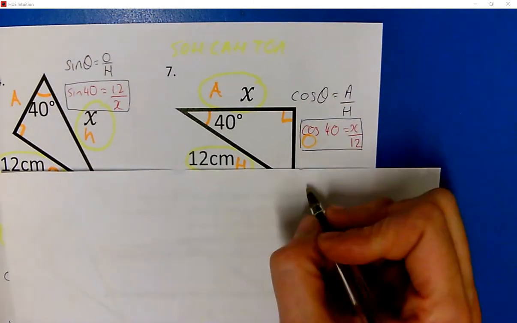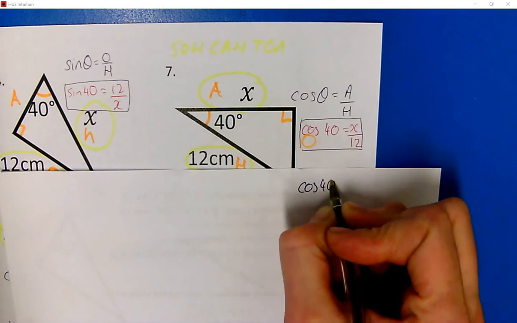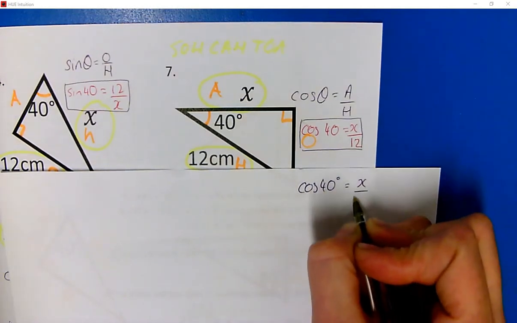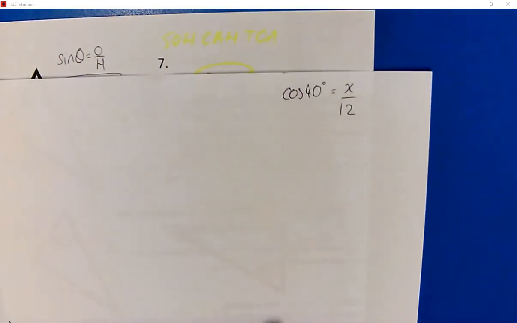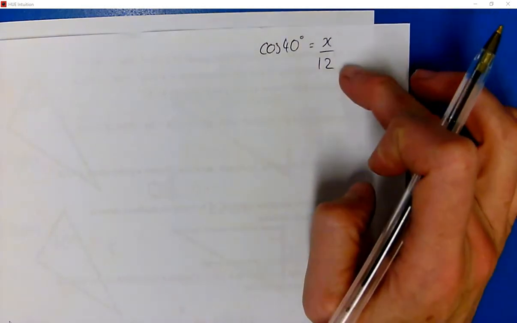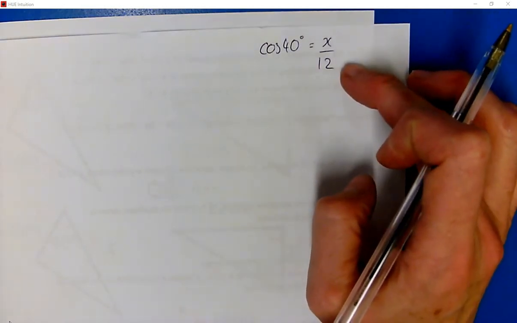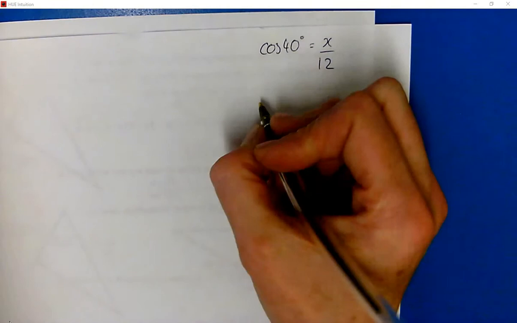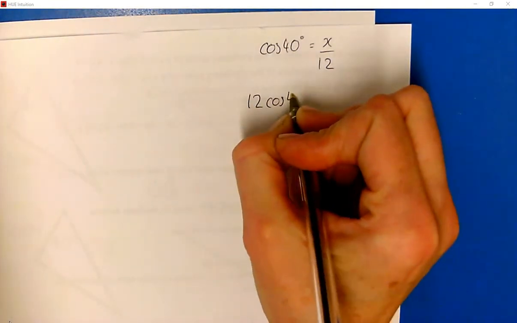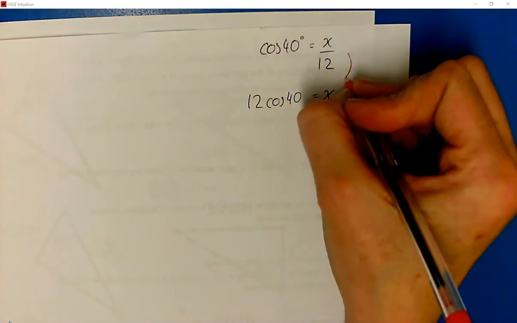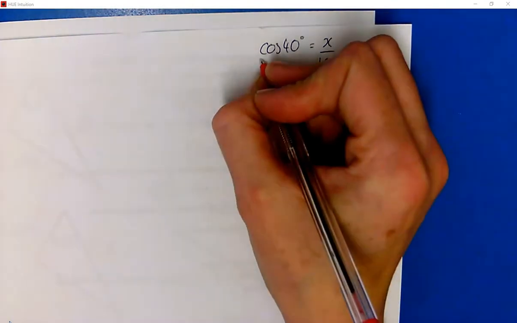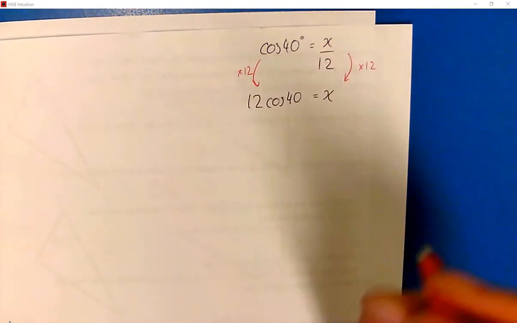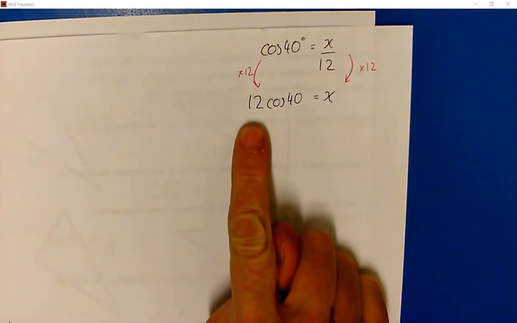So we've got cos of 40 is equal to x over 12. Now you know how to solve equations with x over something. You just multiply both sides by the 12. So we've got 12 cos 40 is equal to x. Okay. And that's it. So we've now got x on its own.